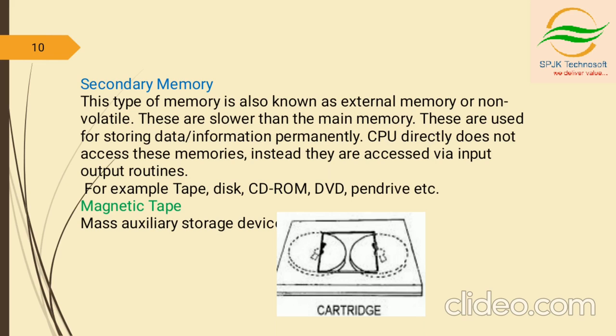One example of a secondary memory device is the mass auxiliary storage device. It is also called magnetic tape. Its cartridge, we have seen in the printers.